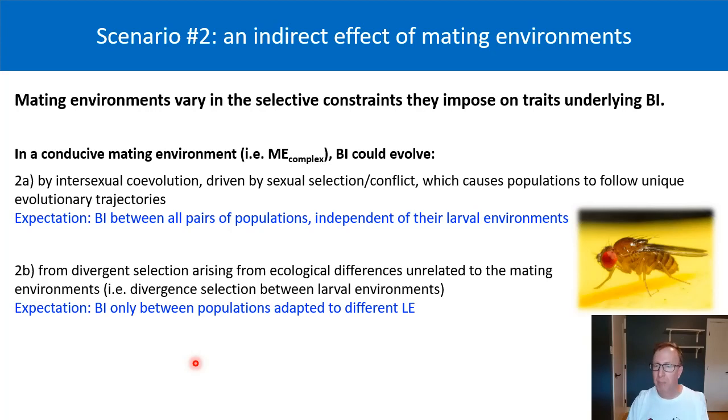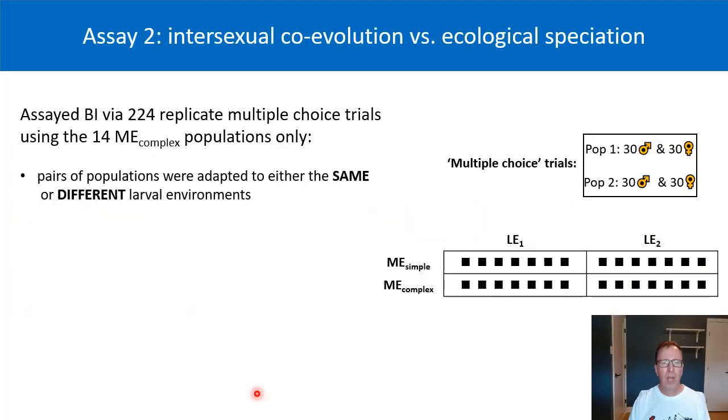Alternately, behavioral isolation may be evolving as a byproduct of divergent selection arising from some ecological difference other than the mating environments, like in our case, the different larval environments. So the expectation in this case would be behavioral isolation only between populations adapted to different larval environments, not between populations adapted to the same larval environment, again, as long as they're all from a conducive mating environment. Now, we can't differentiate between these two possibilities from our assay 1, because in that assay, population pairs always came from different larval environments.